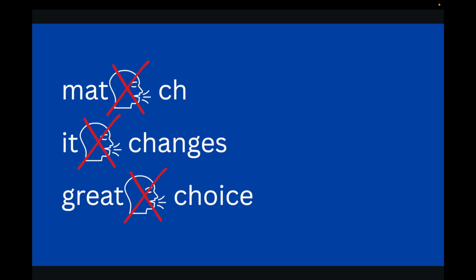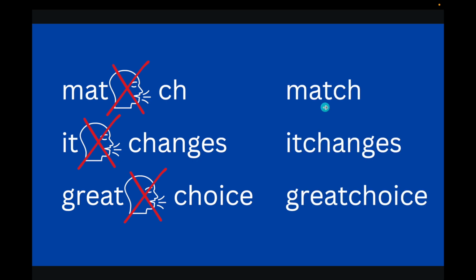So we're not going to do that, and instead we're going to squash the T and the sounds that come after it all together. And right here we're going to have a little pause. So we're going to start the T, but we're not going to finish the T with that little puff of air. That's what I mean when I say that we're going to do about half of the T sound. Match. You can hear a little pause here. Match. It changes. Great choice.